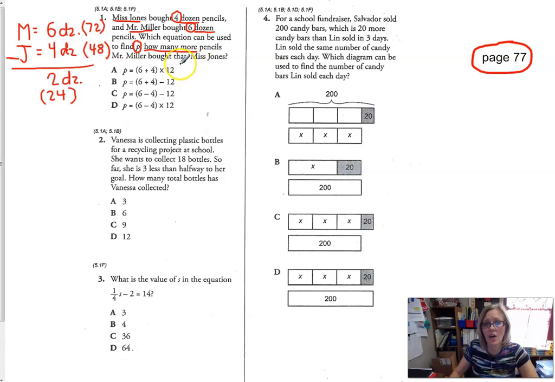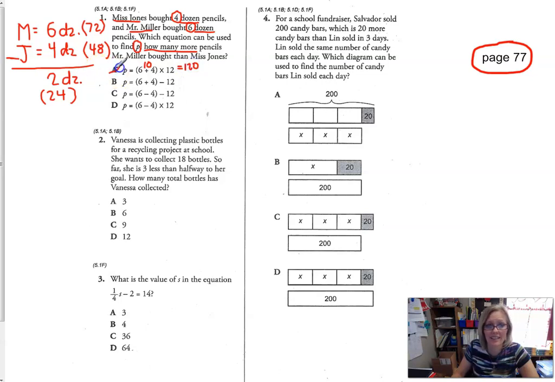We could solve all of these and figure out which one equals 24, or we could just think through each one, okay? So if we look over here, it says P equals 6 plus 4, and then you do it times 12. Well, 6 plus 4 is easy. I might as well just figure that one up. That's a 10. But 10 times 12, yikes, that's going to be 120.